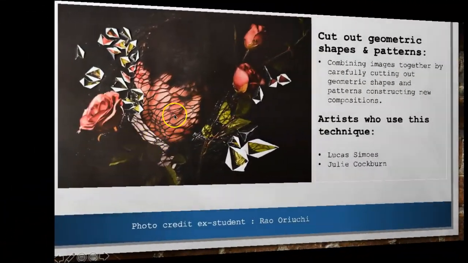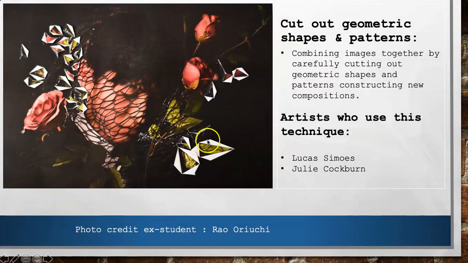This has become more and more popular, this idea of cutting out geometric shapes and then cutting into your photos and peeling back pieces of paper as well, so it becomes slightly sculptural. So this technique was created by Rao, and these are two artists. Julie Cockburn especially uses this technique, so this can work really well, and I think this works well with these geometric shapes against this sort of netting and structure across the portrait.